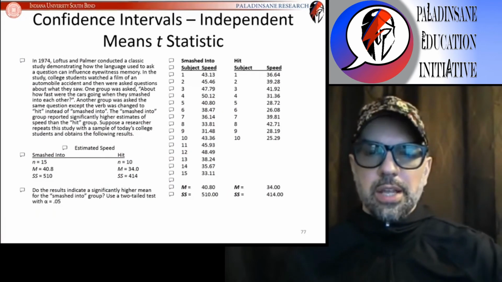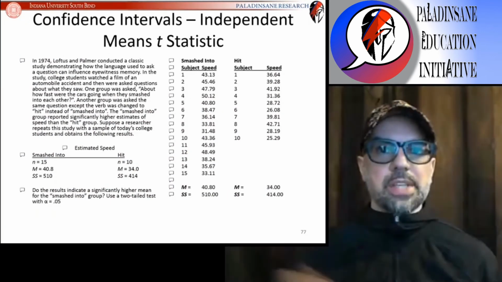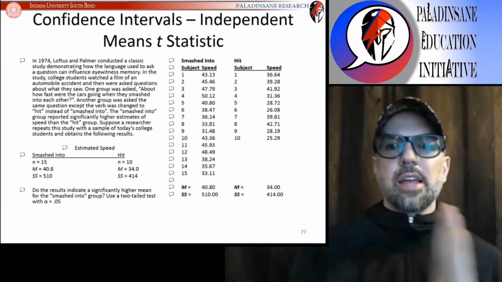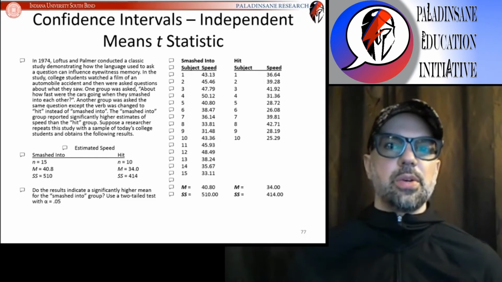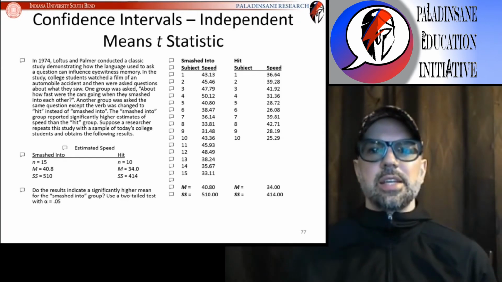So to answer that, we're going to go back to the Loftus and Palmer study. So once again, it had two different groups. One was asked, how fast were the cars going when they hit each other? The other one was asked, how fast were the cars going when they smashed into each other? Two different sets of subjects, independent means, t-statistic.